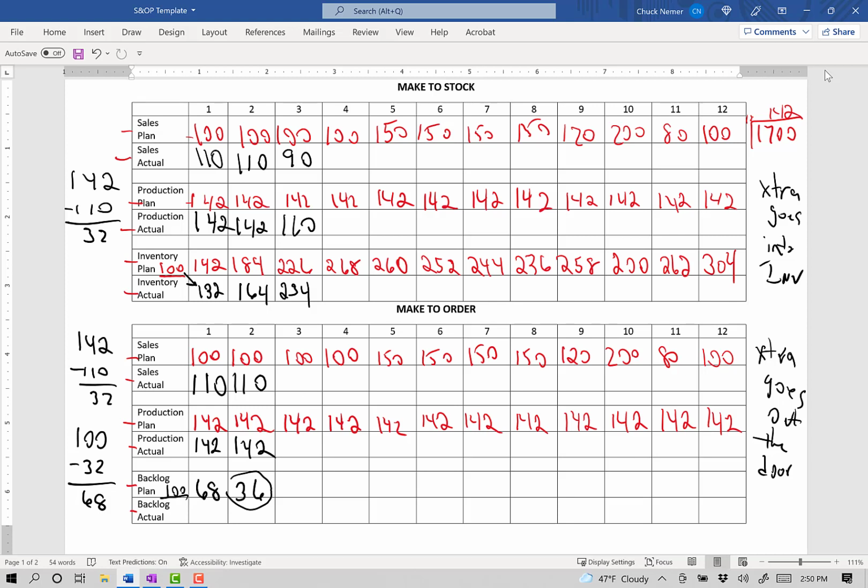But what we wanted to show you here is the math for make to order. It works in the opposite direction, and extra goes out the door. And as you see and you learn more about sales and operations planning, these sales plan numbers and production plan numbers would then have to change accordingly so we could stay within the range of backlog of orders that we wanted to have on the books.